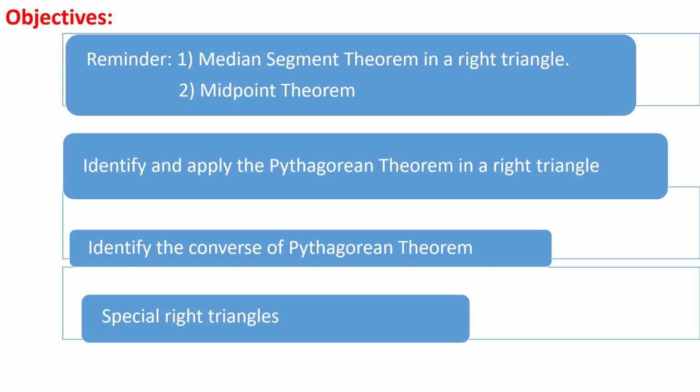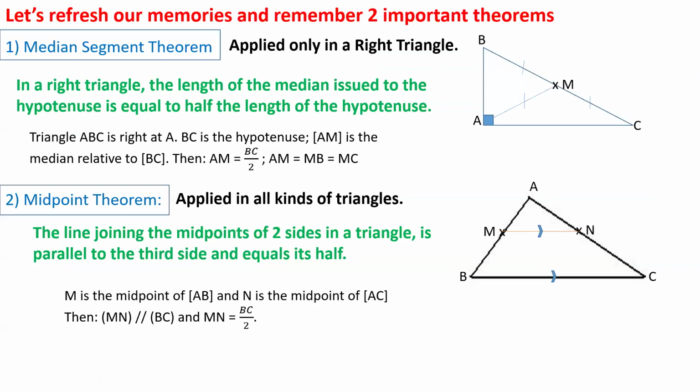What are the objectives of our lesson? Number one, as a reminder, I will remind you again of two theorems we studied this year. Number one, the median segment theorem, which we apply in a right triangle. Number two, the midpoint theorem. Then we will identify and apply the Pythagorean theorem in a right triangle. We will identify the converse of the Pythagorean theorem. We all know that each theorem has a converse. And then we will talk about special right triangles.